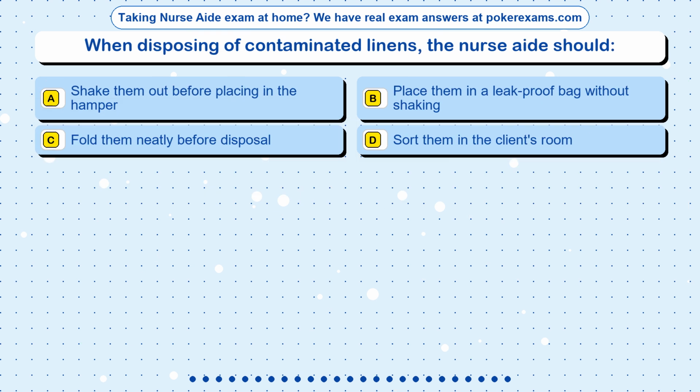Question 12. When disposing of contaminated linens, the nurse aide should: Option A. Shake them out before placing in the hamper. Option B. Place them in a leak-proof bag without shaking. Option C. Fold them neatly before disposal. Option D. Sort them in the client's room.